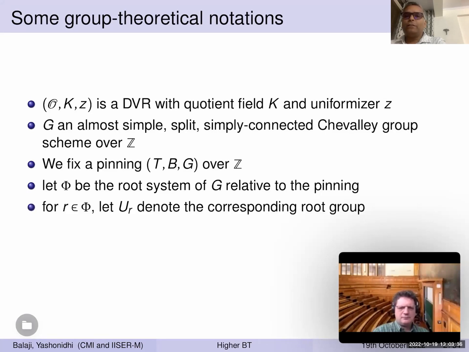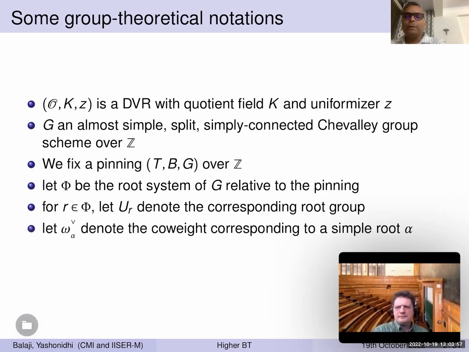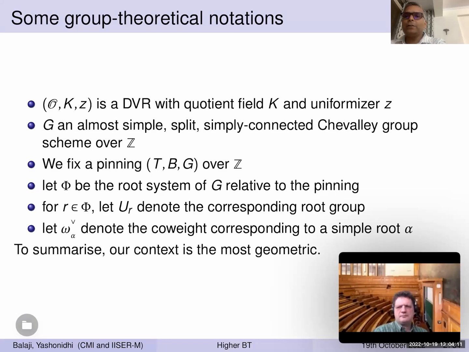So for every root R in Phi, let UR denote the corresponding root group. These are the notations that I will need for the first 7 slides, and these are standard. And let omega alpha check denote the coweight corresponding to a simple root alpha. This we'll need later. And to summarize, our context is the most geometric.